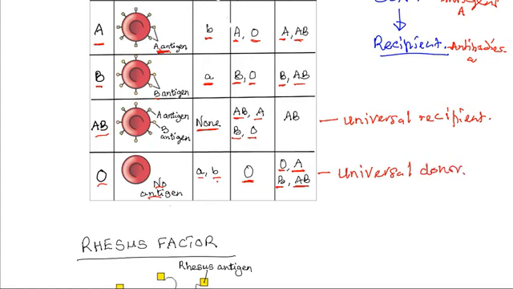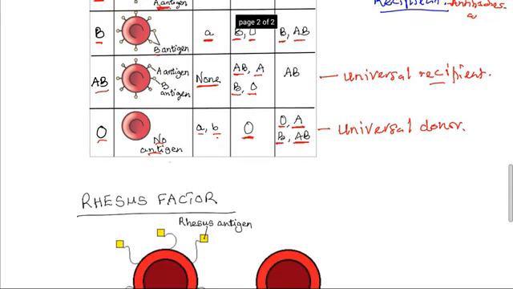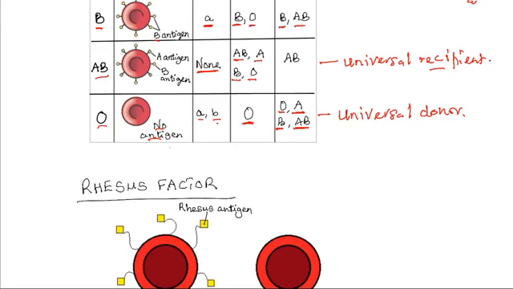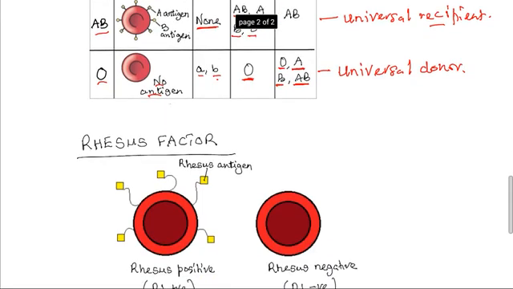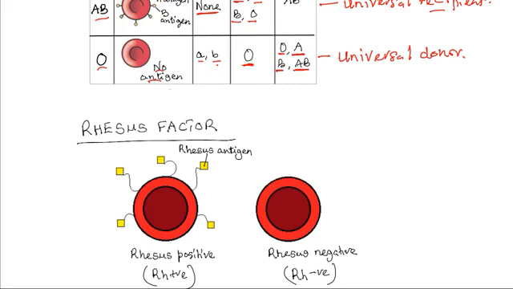Now, in addition to the ABO system, there is another grouping system based on another type of antigen, that is the rhesus factor antigen. So the red blood cells may also have another antigen on their membrane known as the rhesus antigen. Individuals with the rhesus antigen on the membrane of the red blood cells are said to be rhesus positive, while those individuals whose red blood cells lack the rhesus antigen are said to be rhesus negative.